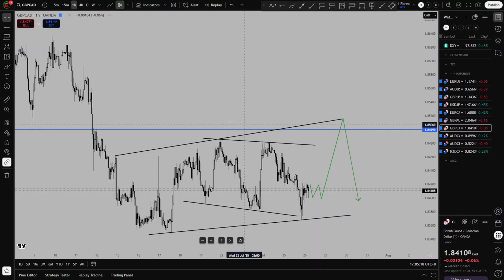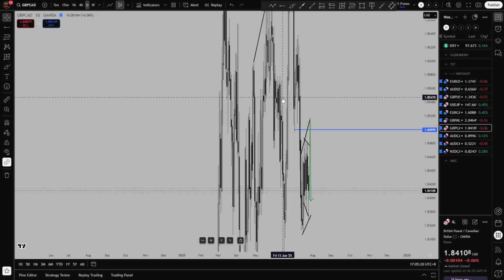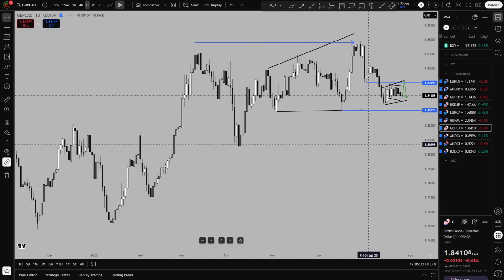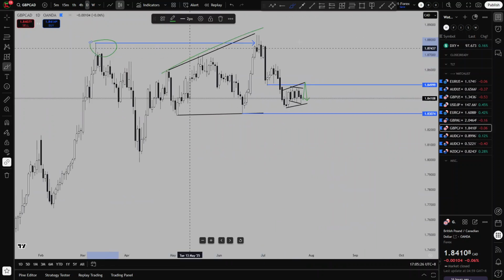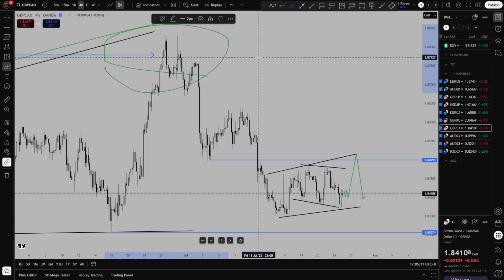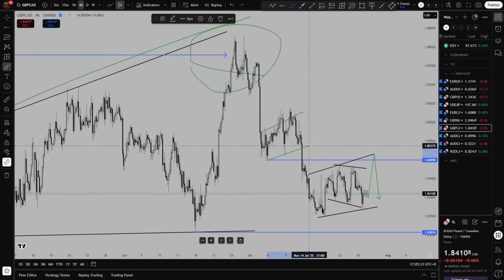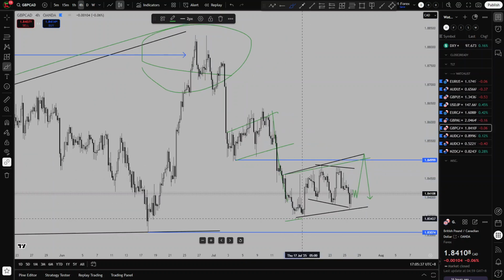Pound Canadian on the daily time frame, we had this nice expanding structure into this high here. Very nice bearish reaction initially. On the 4-hour time frame, we can see here, then we had a correction here, followed by the next impulsive move, and we are now in a bigger correction.